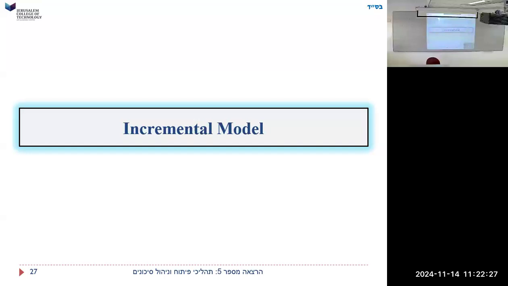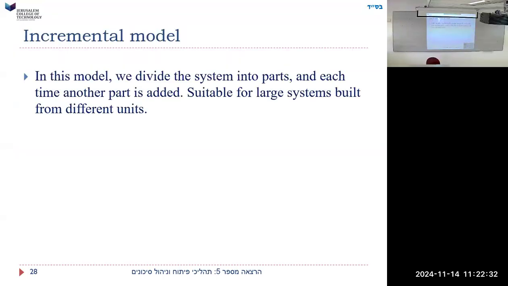Incremental model is the sixth, I think. So what is the incremental model? In this model, we divide the system into parts. Each time another part is added. Suitable for a large system built from different units. Sometimes we have lots of units, and we add on to it.